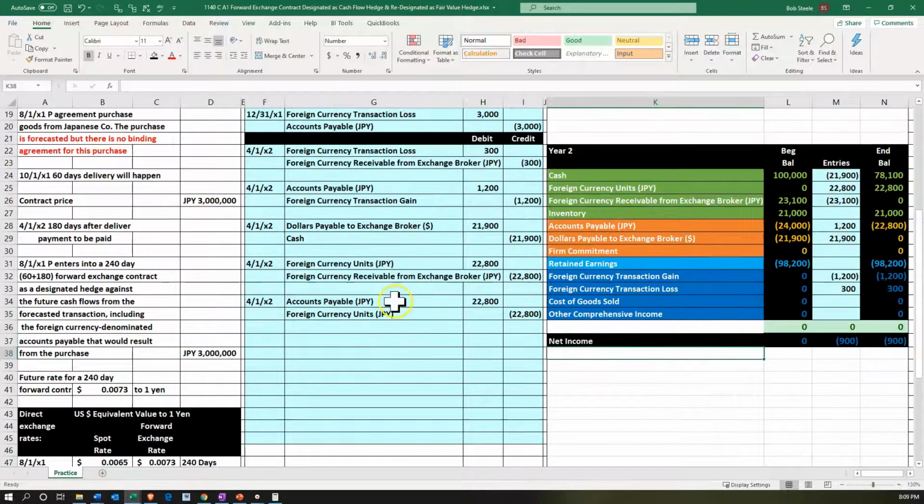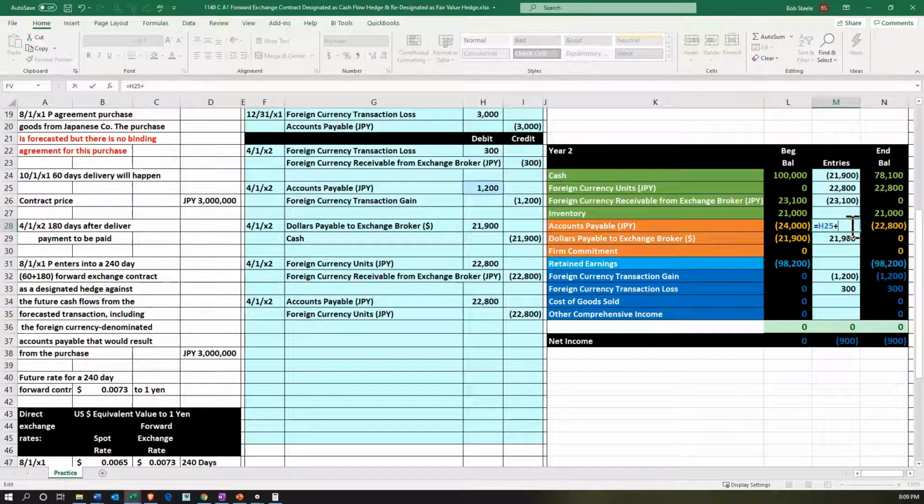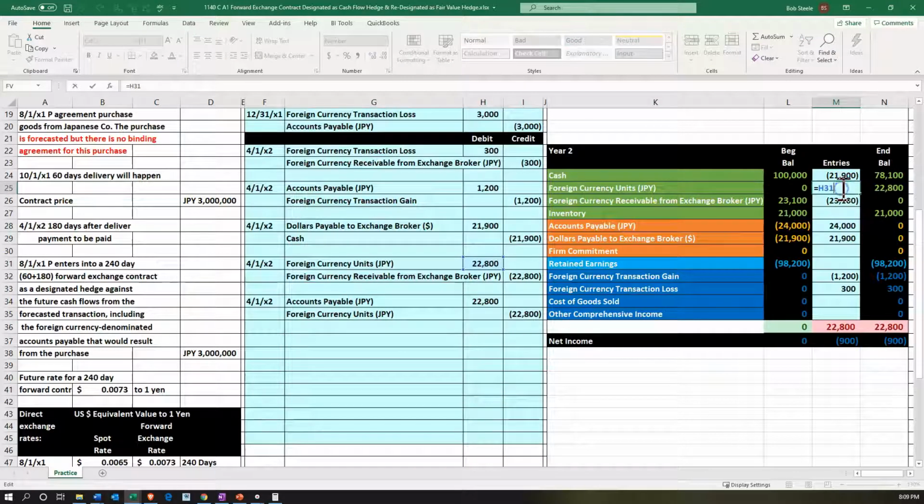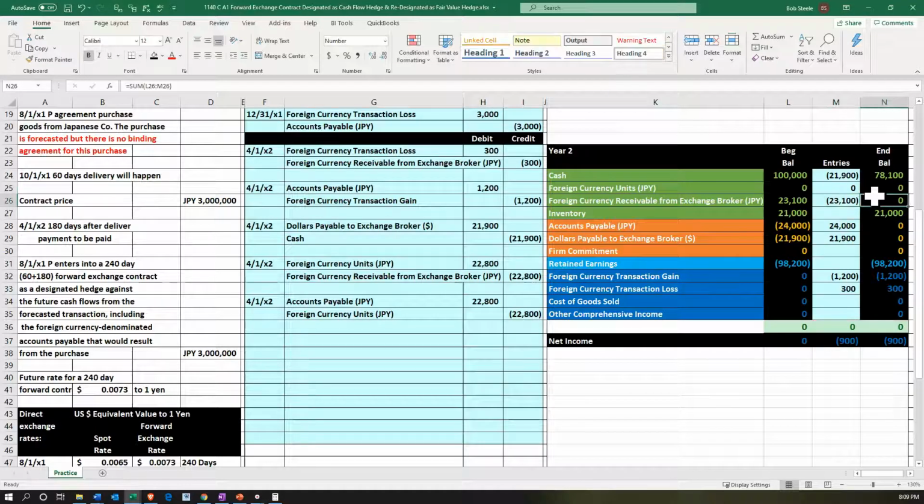Let's go ahead and post this out. We're going to go to the accounts payable. Something is in it, so I'm going to double click on it, go to the end of it, say plus. Then we're going to pick up that debit of the 22.8, bringing this on down to 0. We then have the credit going to the foreign currency in units. Here it is, double clicking on that, going to the end of it plus, picking up that 22.8 on the credit side, bringing it on back down to 0.